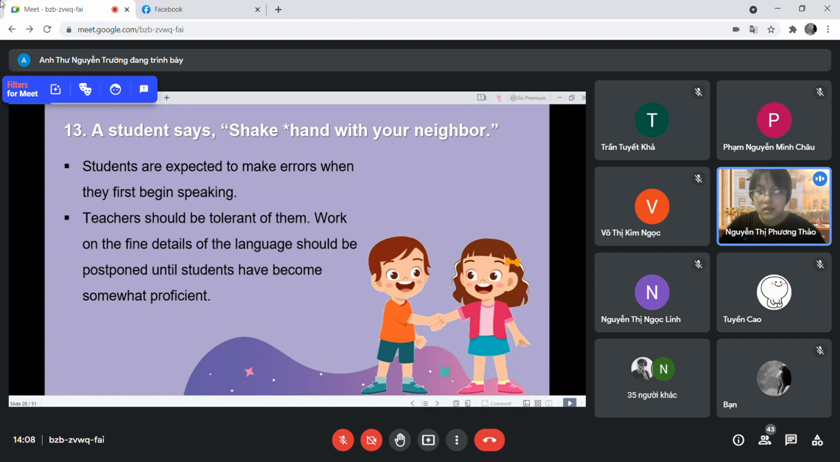So the teacher will correct mistakes that students don't know. Later, they pay more attention to errors they have made. There is a classic saying, maybe I love it: you learn from your mistakes. The next one is teachers should be tolerant of them. Work on the fine details of the language should be postponed until students have become somewhat proficient.